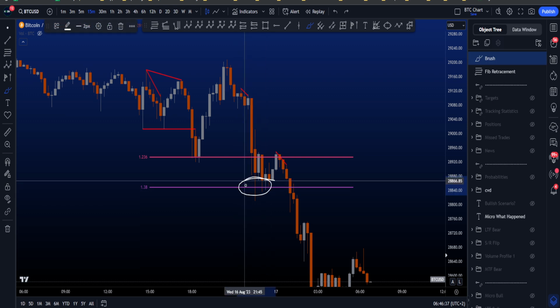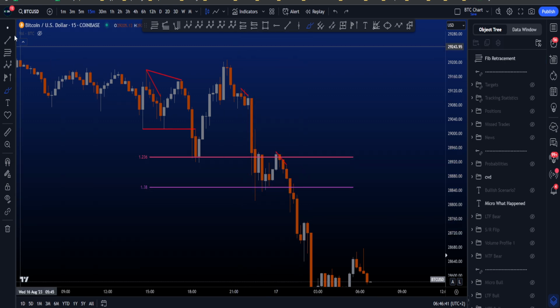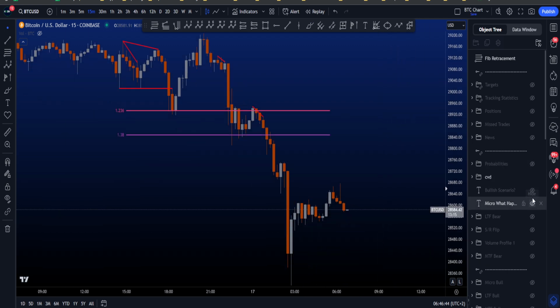We were at the 1.382, then retested or backtested the 1.236 before then continuation to the downside. And that leads us to where we are now.